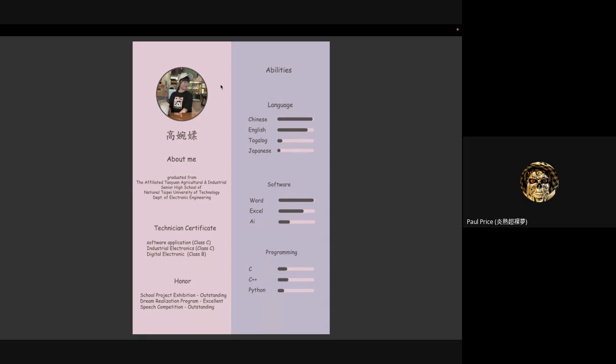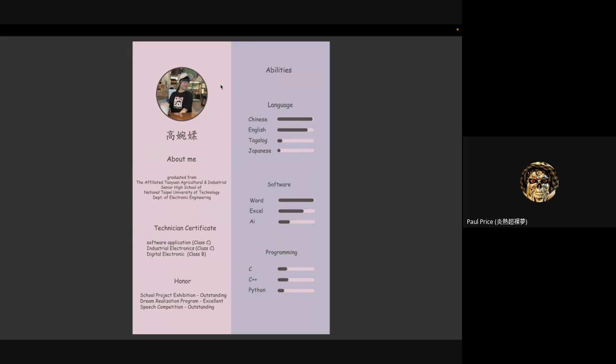And my language skills, I got 720 on the TOEIC exam. Although it's not a very high score, I can still hold basic conversations in English. And because my mother is from the Philippines, I can speak a little Tagalog, which is their official language. And now I'm also learning some Japanese.